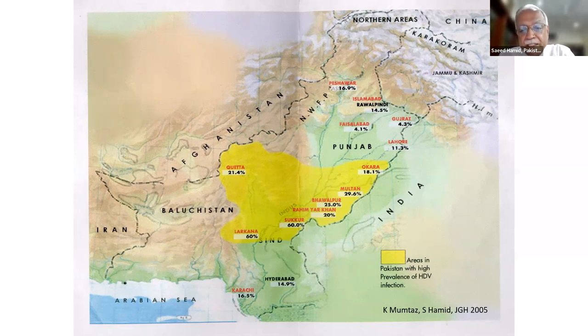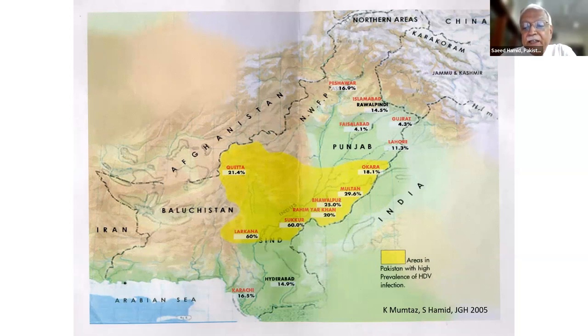So as you can see, the prevalence, and this is what we did with about 9,000 samples that were sent to our lab, and they were surface antigen positive. We just tested them. This is just a Delta antibody that was done, just to get an idea of what really is happening. Based on that, we could define this large hotspot where the prevalence in these hepatitis B positive patients varies from about 19% to almost 60%.